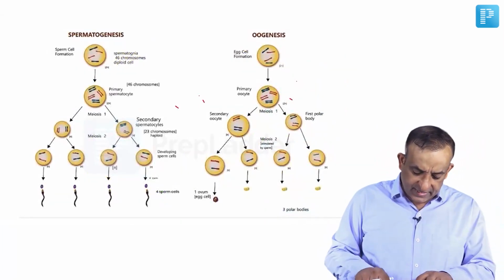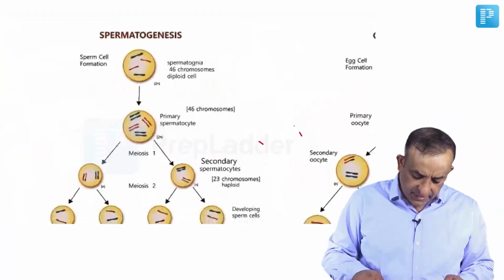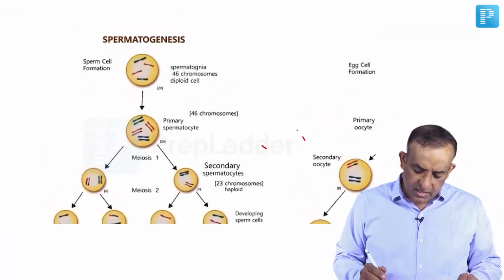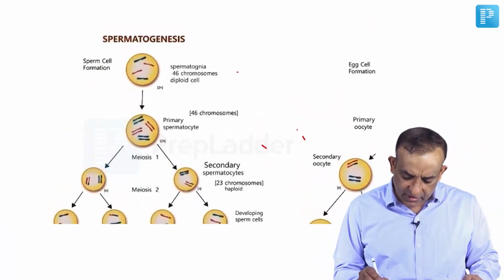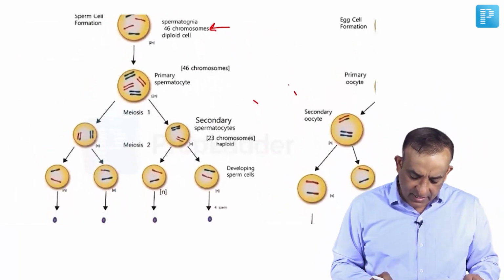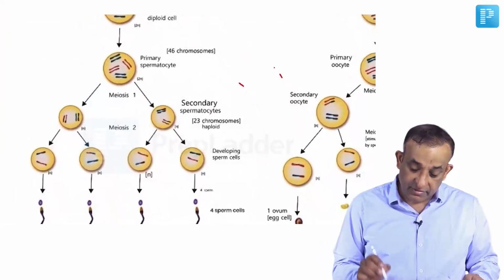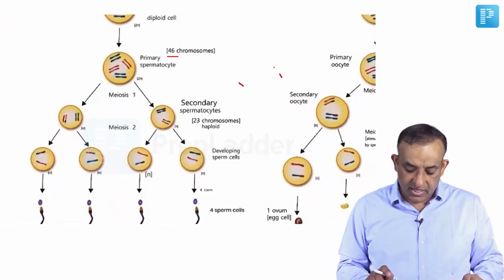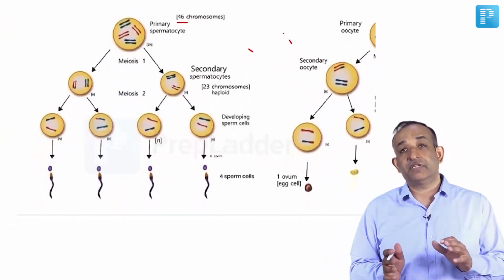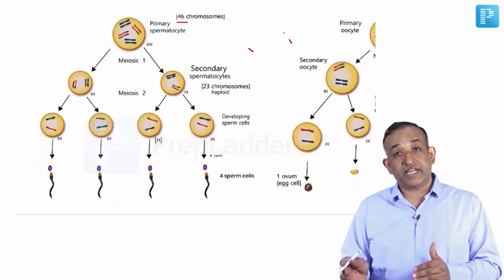So let's see the events in more detail here. Spermatogenesis starts from the spermatogonia, which is a diploid number, and then it changes into the primary spermatocyte, which is still a diploid number, 46 chromosomes, and the first meiotic division converts the primary spermatocyte to the secondary spermatocyte.